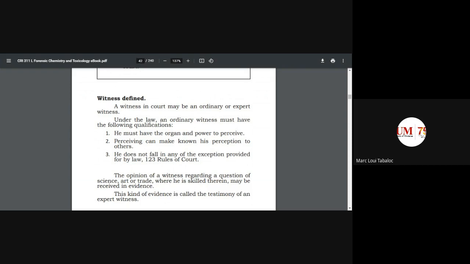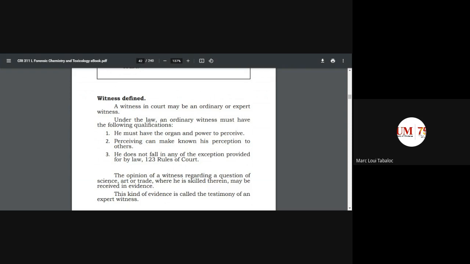Ibig sabihin, kailangan yung witness makommunicate niya in any means or ways yung kanyang mga nakita, nahawakan, naamoy, yung kanyang mga nalalaman with regards to the subject matter. Okay? Yan. That is for number 2. Be able to perceive and of course, make known of that perception to others. Of course, yung others na yan, of course, refers to the court or those people who will be questioning or will be conducting cross-examinations and re-examinations during court proceedings.